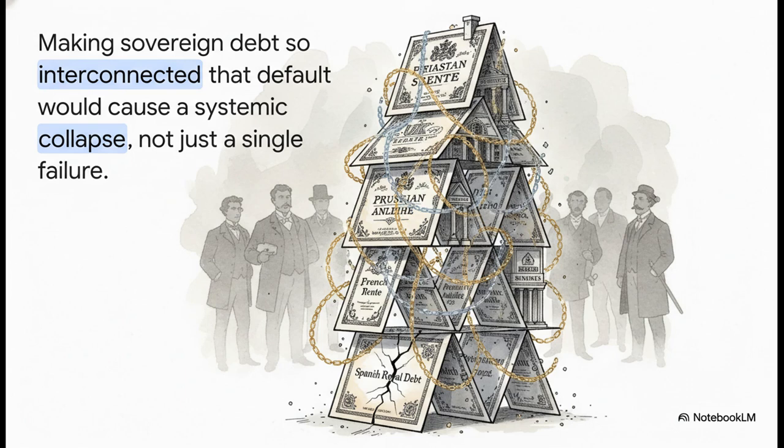So, what's the crucial point here? This made defaulting on your national debt almost impossible. It wasn't just about cheating 1 or 2 wealthy lenders anymore. Now, it was about threatening a very complex, very interconnected global system.